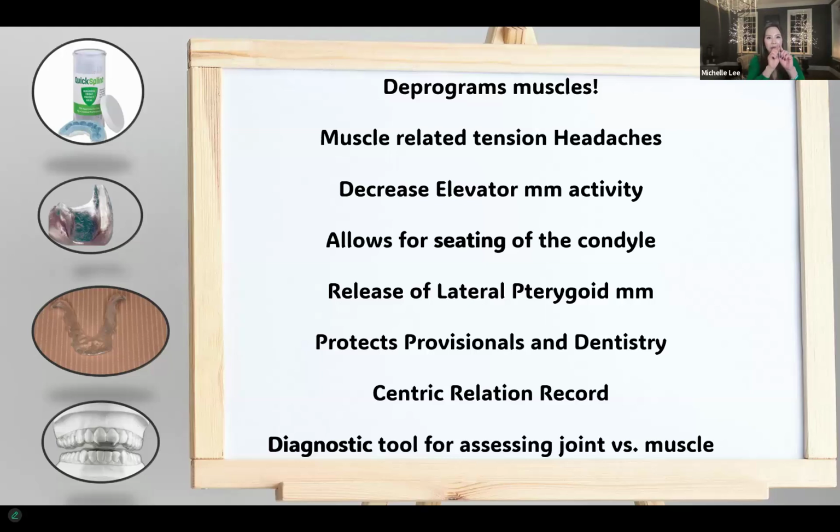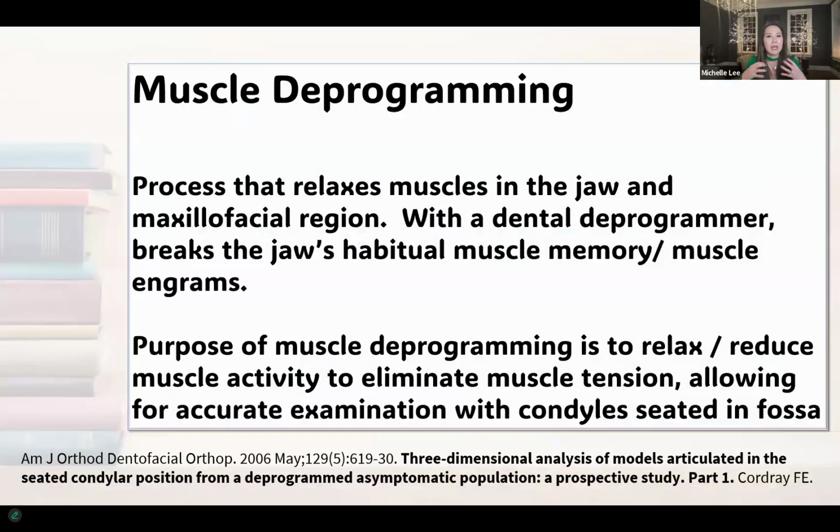I've put an exclamation point on the very top one that says deprogramming muscles, and that's the powerful message here with anterior deprogrammers. It allows for muscle deprogramming, which means the process that relaxes muscles in the jaw and in the maxillofacial region. With a dental deprogrammer, it breaks the jaw's habitual muscle memory and muscle engrams. The purpose of muscle deprogramming is to relax and reduce muscle activity, to eliminate muscle tension, and to allow for accurate examination with condyles seated in the fossa.